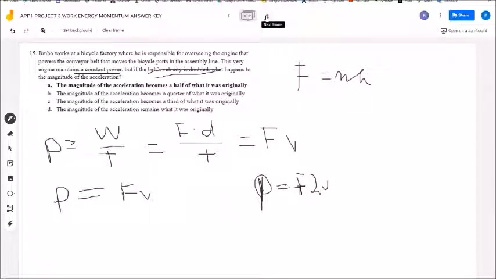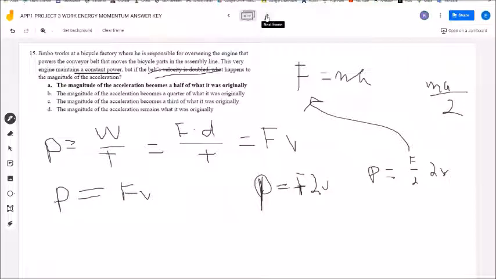Now power has to be equal to force over 2 times 2V, in order for the 2s to cancel out and go back to F times V, right? Since velocity doubled, force needs to be halved. Well, what do we know about force? Force is equal to mass times acceleration. If you substitute ma for force, it becomes ma over 2.